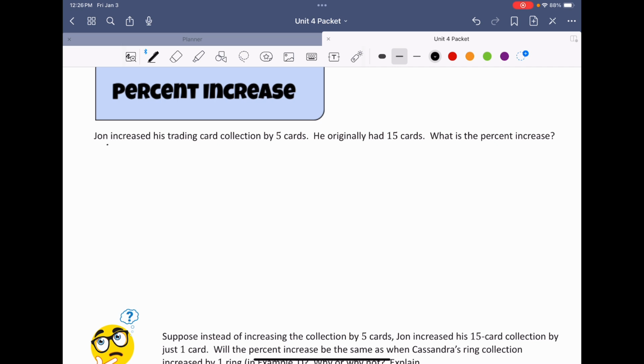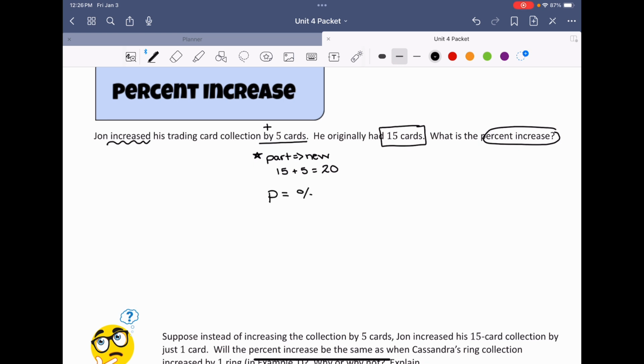So he increased the trading card collection by 5. If he increases it, I have to add. And he originally had 15. What is the percent increase? Okay. So the first thing I need to do is figure out what my part is, or my new value. Well, if he increases his collection by 5, if he started with 15, I'm just going to add the 5. His new amount is 20. So that's my part.